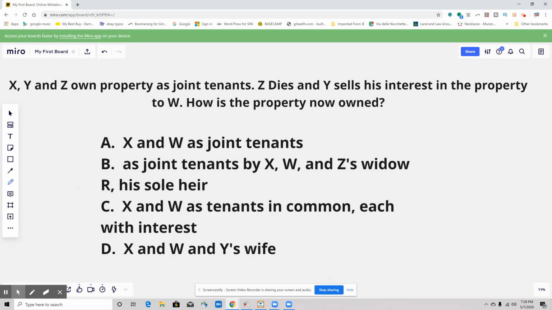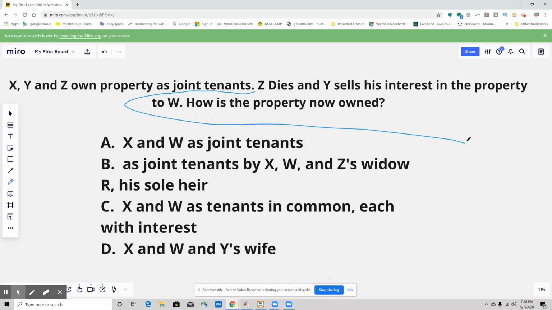Actually, before we even jump into it, let's talk about what we're looking at here. What I would do, before I even look at the answers, is go through in my head what was owned, and what happened when there was a death and a sale. So, three people own property as joint tenants. We know a couple things about joint tenants, right?